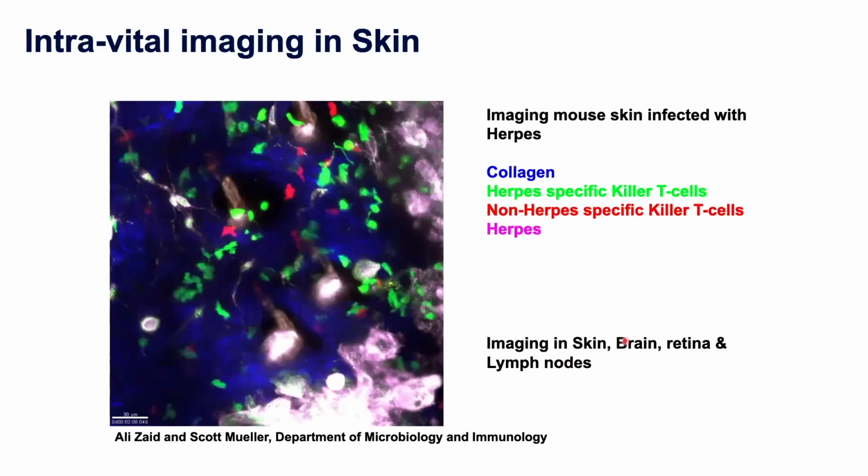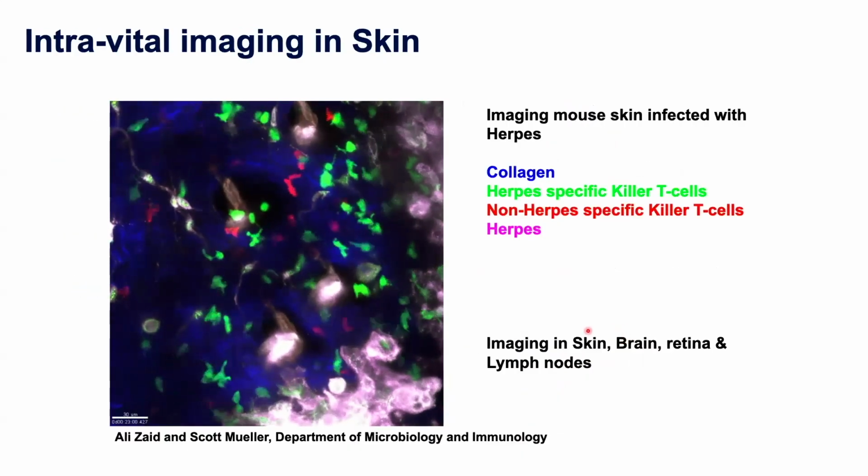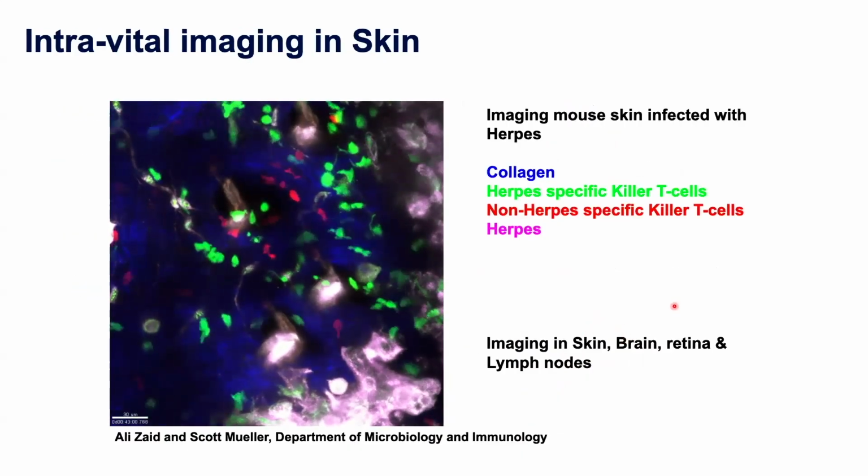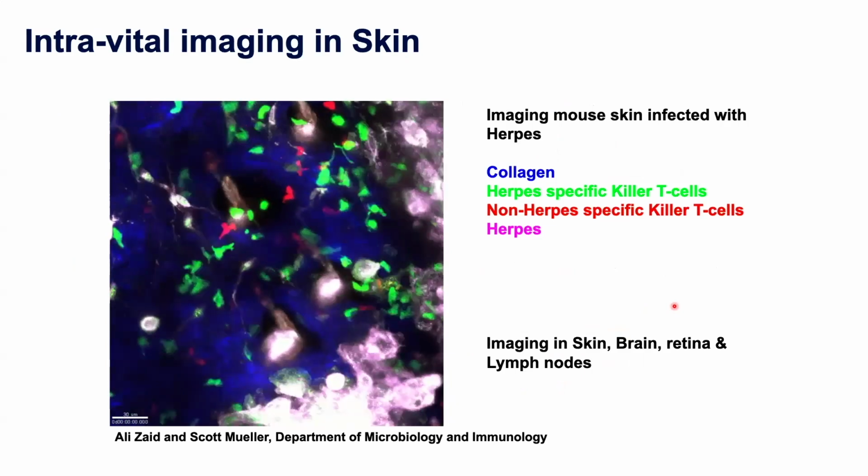And I'll show you one example of this. This is one experiment looking at different T-cell immune cells within skin responding to a herpes infection. In this case, we've got collagen in blue. In green is our herpes-specific T cells. In red is our non-herpes-specific T cells. And in magenta pink, we've got the herpes.